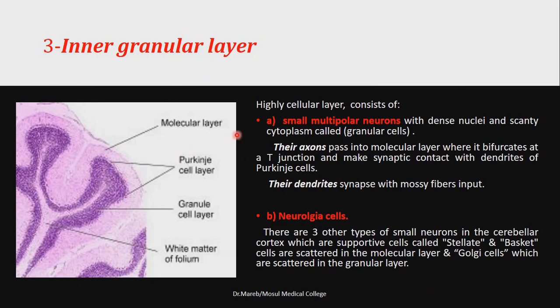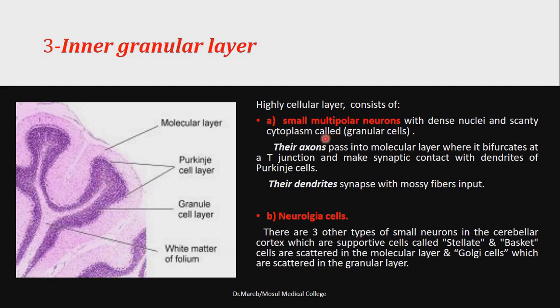The granular layer is a highly cellular layer. That is to say, it contains many small cells, and these small cells are multipolar neurons. They have dense nuclei and scanty cytoplasm, and they are called granular cells. So this is the granular cell that forms the inner granular layer of the cortex of the cerebellum.